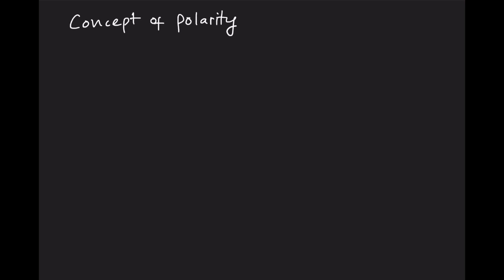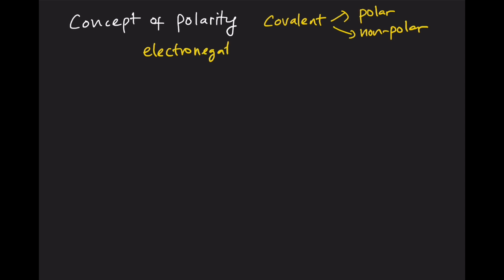Moving on, we will discuss the concept of polarity. For covalent compounds, we recognize two different types of molecules: the polar molecules and the non-polar molecules. In chapter 1, I introduced to you the concept of electronegativity. You can revisit this concept in chapter 1.